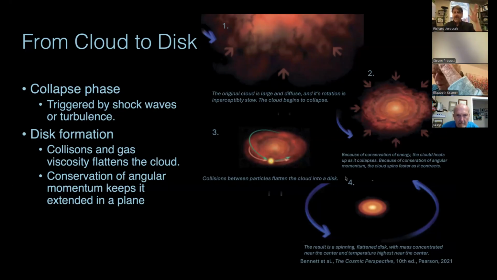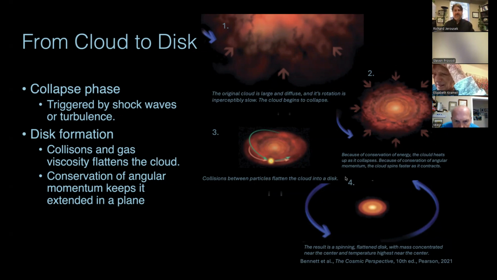So as this material begins to collapse gravitationally, collisions heat it up. There are more collisions where the material is densest, closest to the center, so it's hottest in the middle and coolest as you move further out. And collisions also tend to flatten the disk.